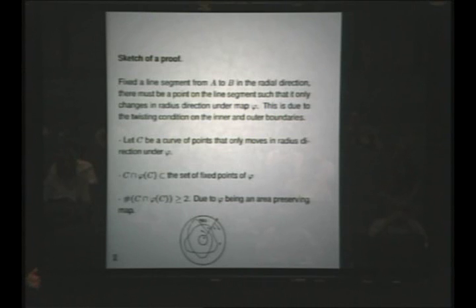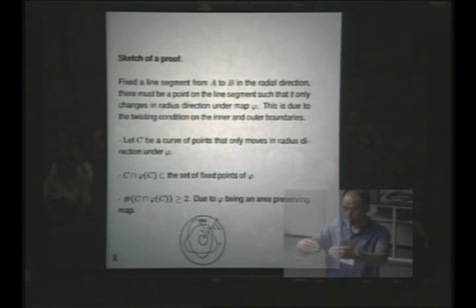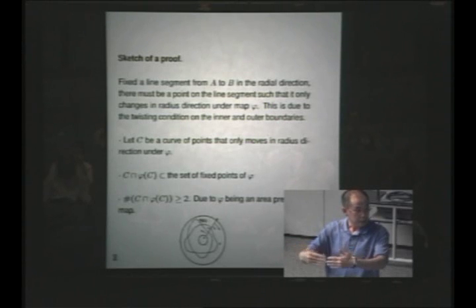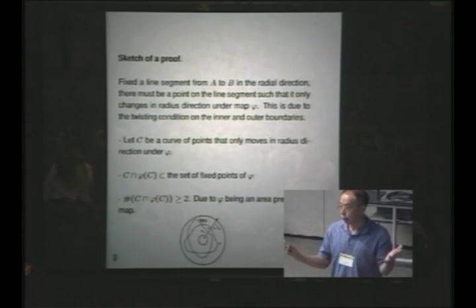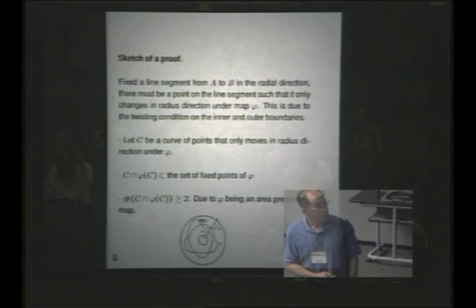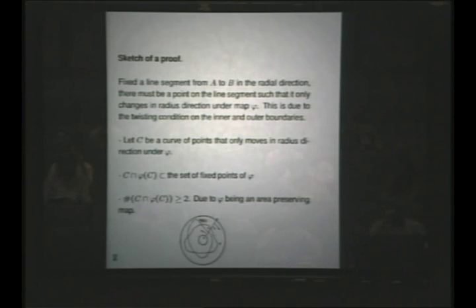If these two curves intersect only at one point or have no intersections, then the area contained by C and the area contained by phi(C) will be different. And so that gives you this intersection contains at least 2 points. So this is a quick proof of this theorem.